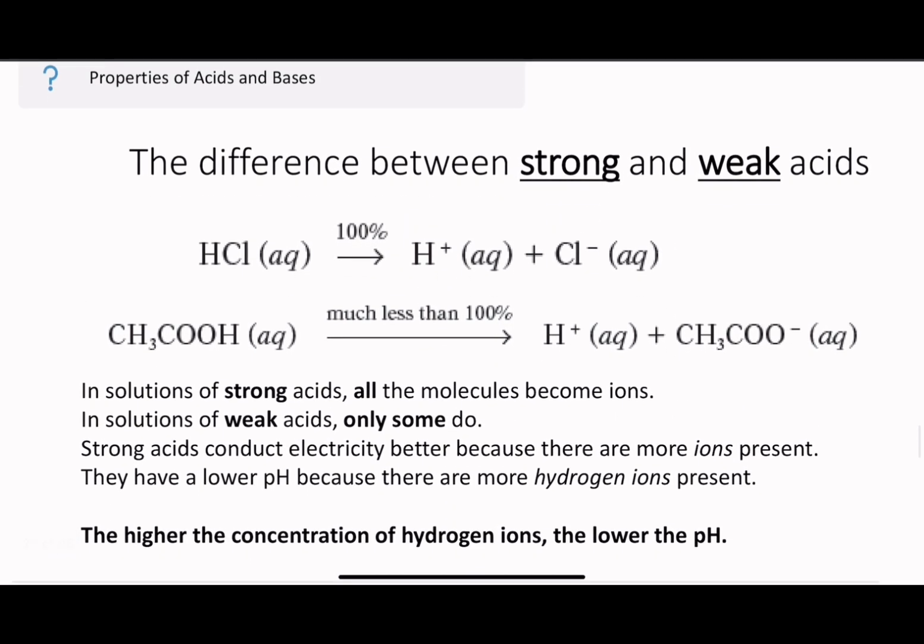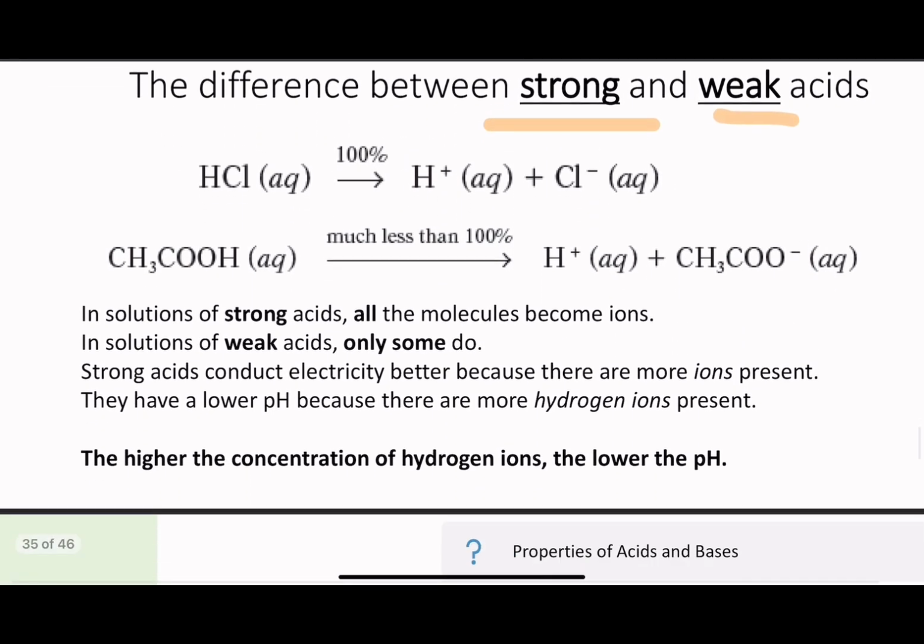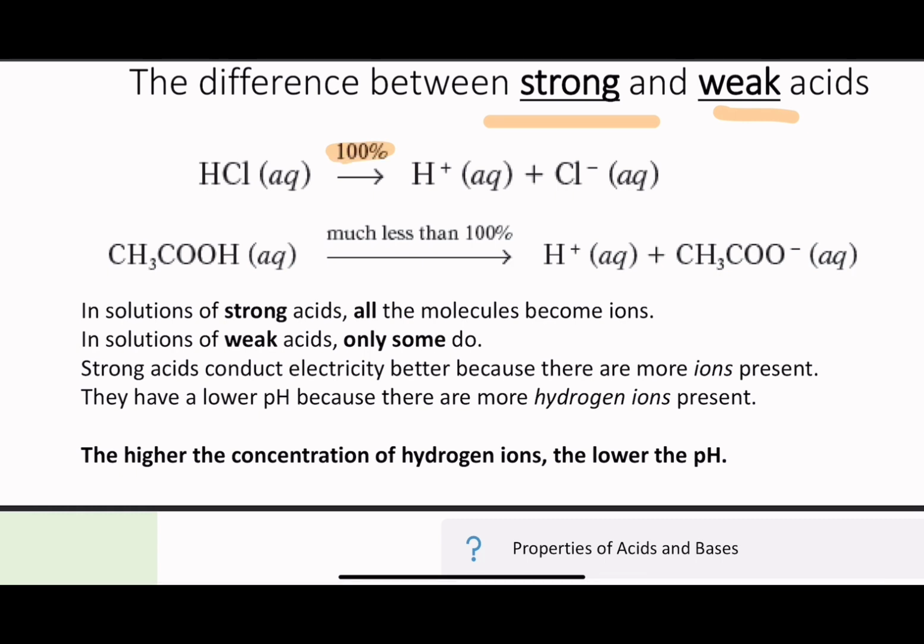Now, the difference between the strong and weak acids. Strong acids, I told you, ionize fully, okay? But the weak ones do not ionize fully. Some of it is left like this. So the more ions you have, the better conduction you have, the conductivity.